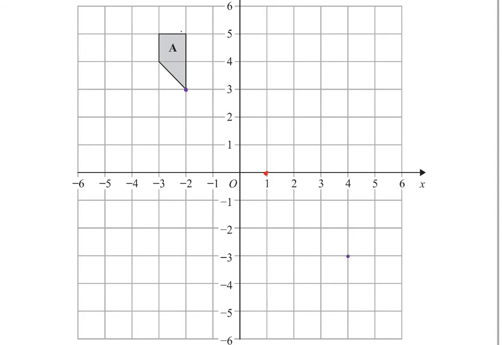Okay, let's look at perhaps this point. We go from the center 3 to the left and 5 up this time, so we go 3 to the right and 5 down.